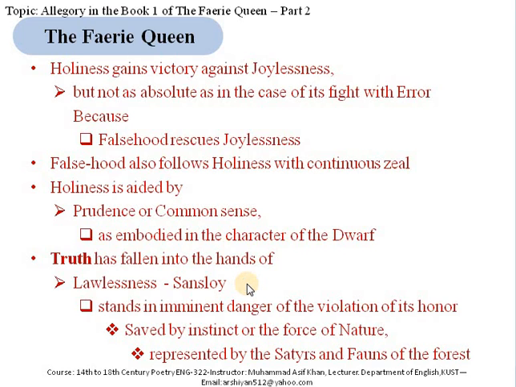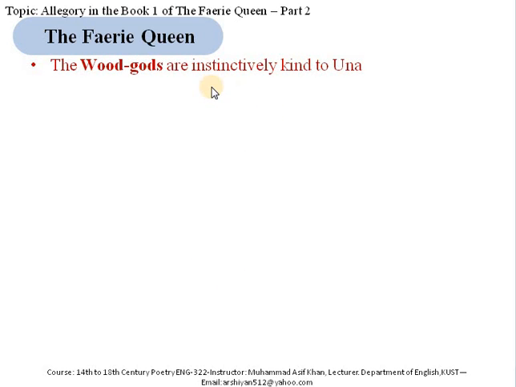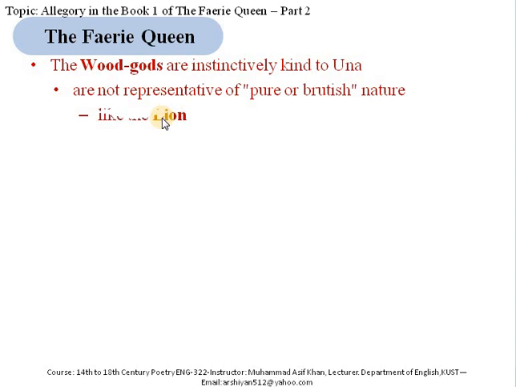The wood gods, although they live in the forest, watch over nature and are instinctively kind to Una. And these wood gods are not the representation of pure, violent, or brutish nature that is represented by the lion. It is a bit different from that, because these creatures are from Greek and Roman mythology.